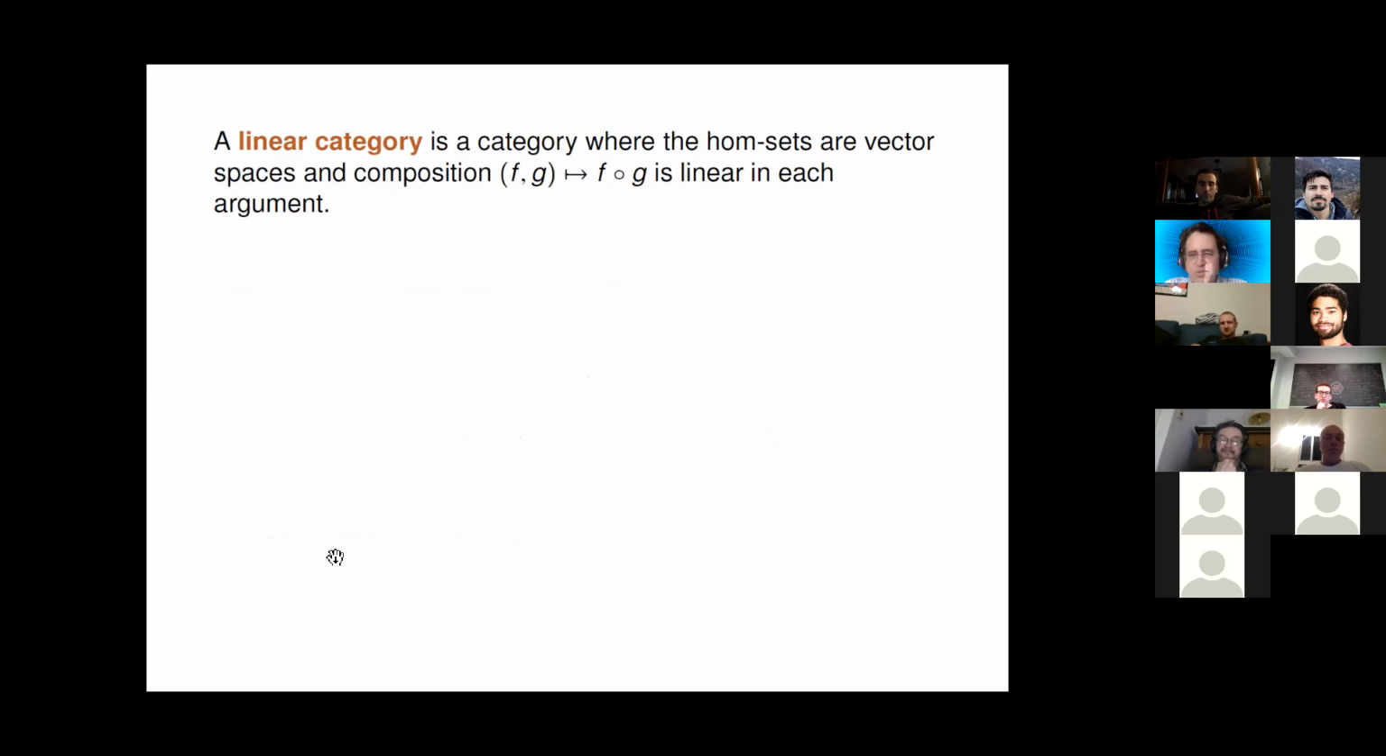So now, what else? I want to get into a linear algebra kind of mood here. So I'm going to talk about linear categories.